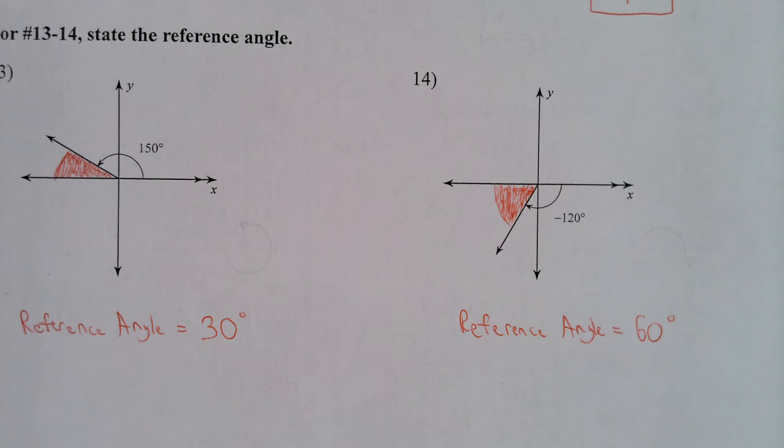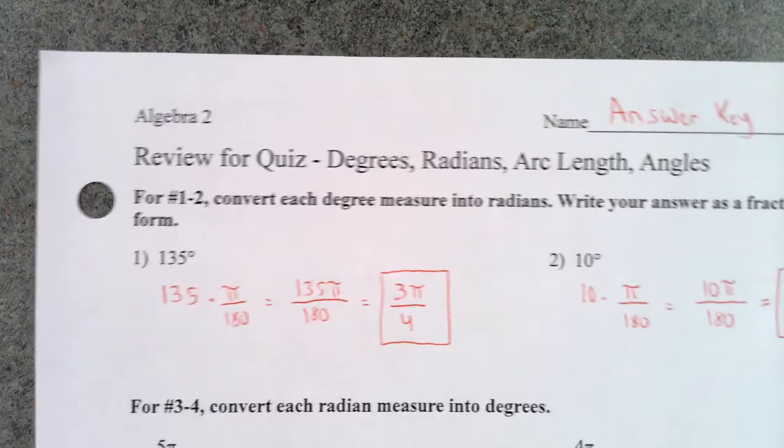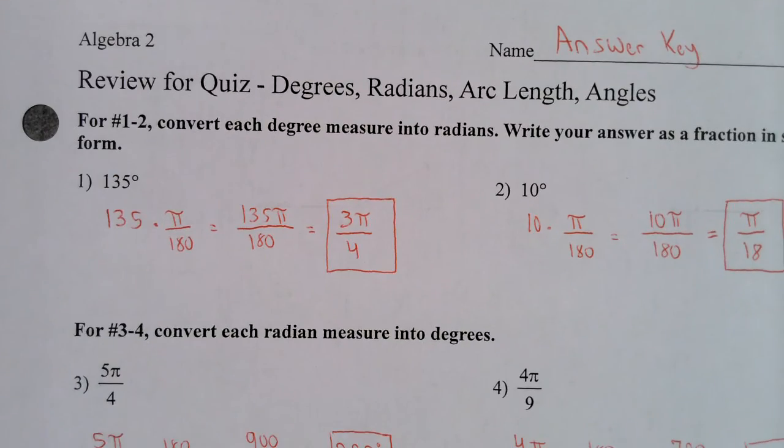Okay. And that is the end of the quiz review: degrees, radians, arc length, and angles in the coordinate plane.